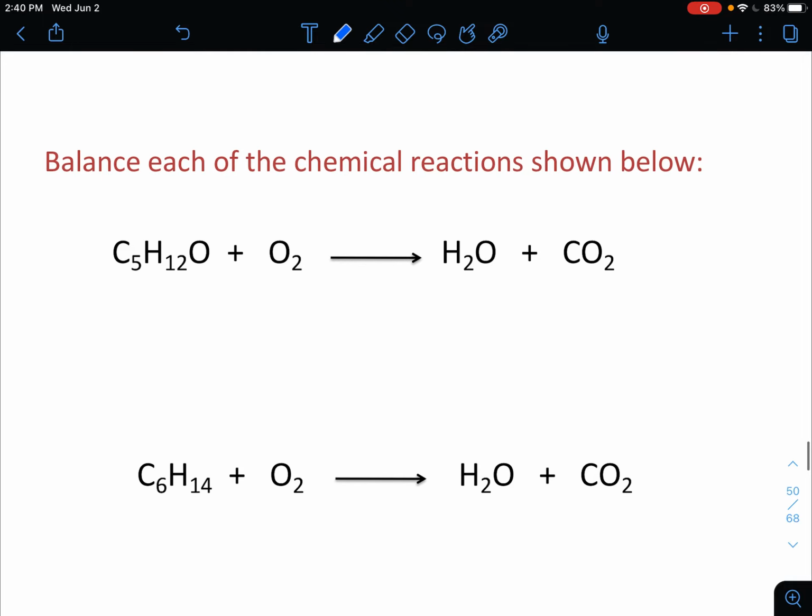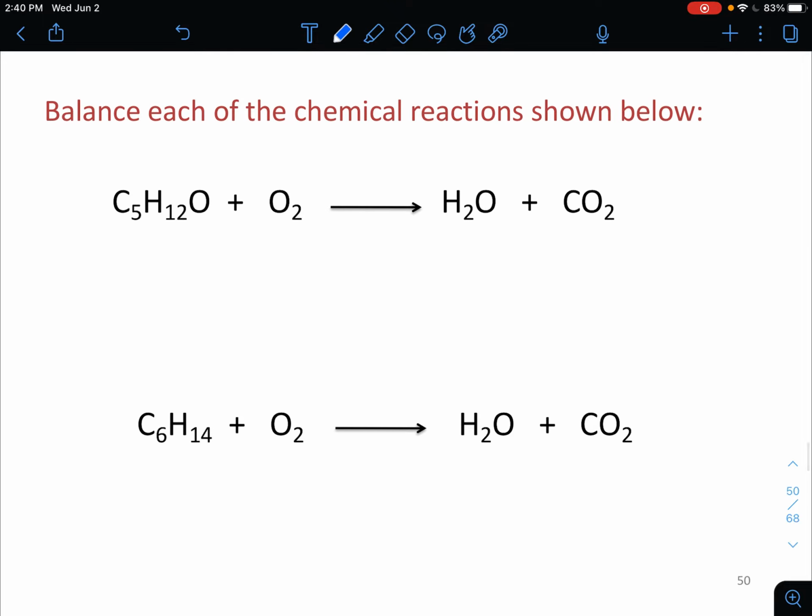Okay, these last two are going to be ones where if I start with 1, I'm going to get stuck with a fraction, and then I kind of need to fix things from there. So you'll find that 2 will work better. But let's say we start with 1 in the same way. C5H12O, clearly the most complicated. That would lock me in with 5 CO2 and 6 H2O.